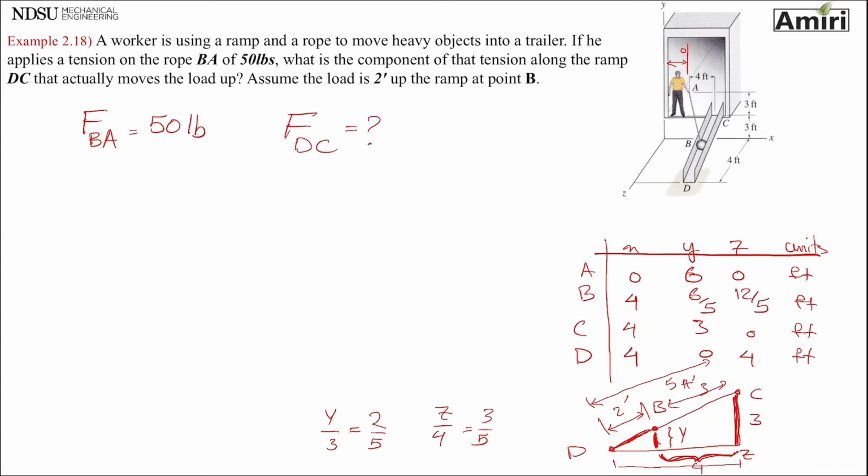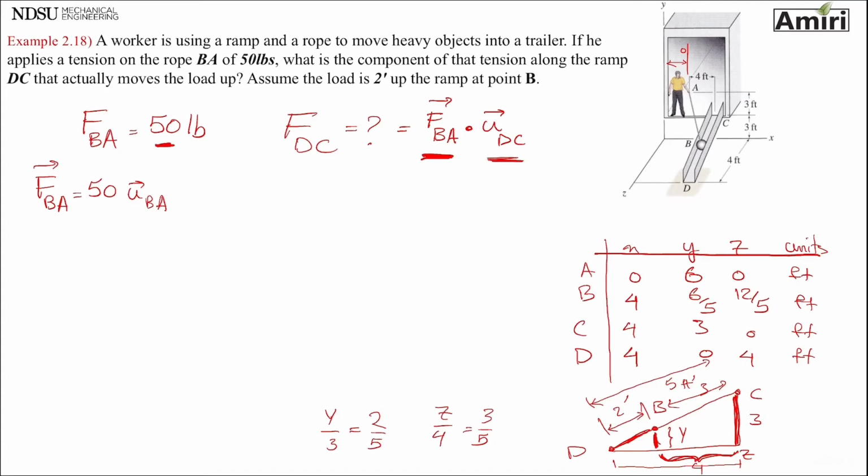Okay. So here, let me write the major equation that we need. We have the dot product of FBA by the unit vector of DC. This is a major equation, so we know what we are after. So we have to find FBA from the magnitude. FBA is that 50 times the unit vector of BA. And then I have to find the unit vector of DC. So these are the two major things that I'm after.